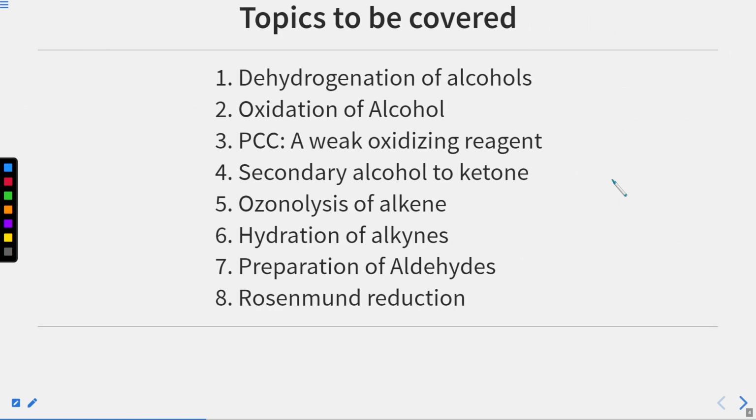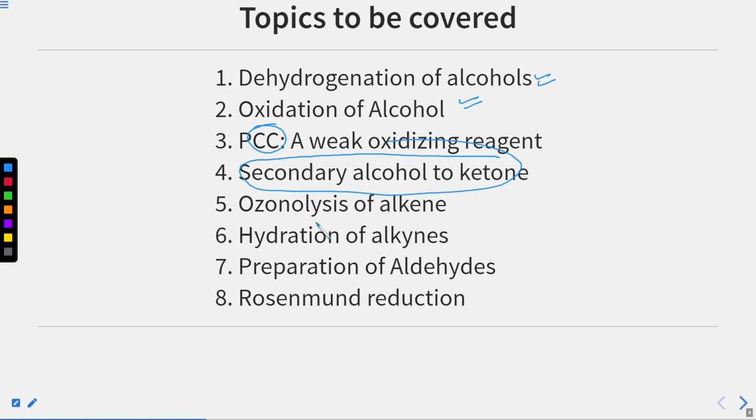So if you look at the syllabus, the topics of today's lecture: first we will see the dehydrogenation of alcohol. You must have seen this reaction in the alcohol chapter also, but since it is related directly to the preparation of aldehyde, ketones and carboxylic acid, I will teach this today also. Further we will move to oxidation of alcohol, how this oxidation is done with the help of PCC first of all. Then how we can convert the secondary alcohol into ketone.